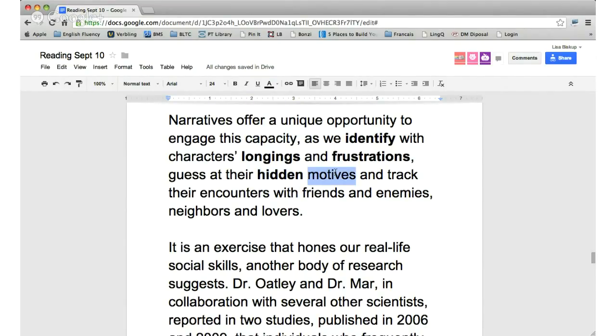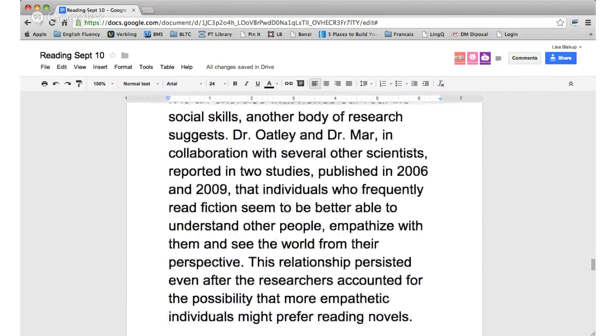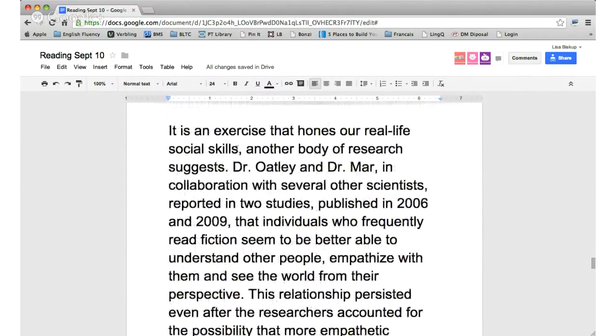Why did they do that? What was the motive for doing something? And we're tracking. That means we're following their encounters. So with friends and enemies, neighbors, lovers, we're trying to make it all make sense in our mind. And usually in a very well-written novel, you might have some really good suspense, and you might have to keep guessing until the very end. Why is this happening? And then in the end, it might be resolved, but you don't know necessarily when you're reading it.